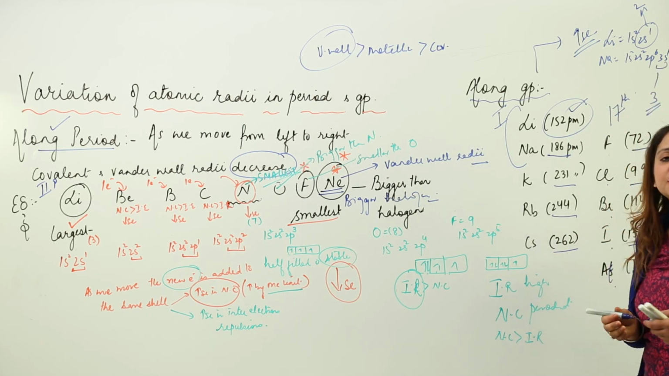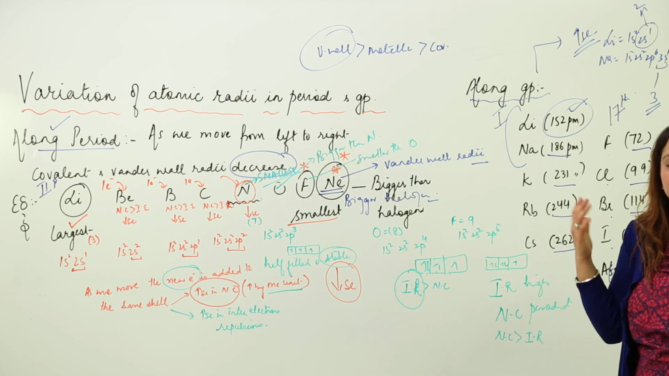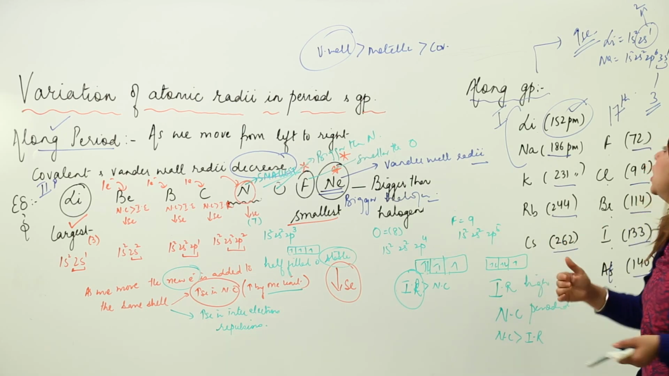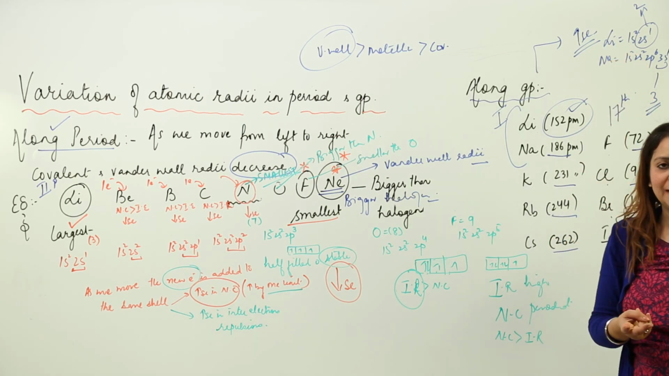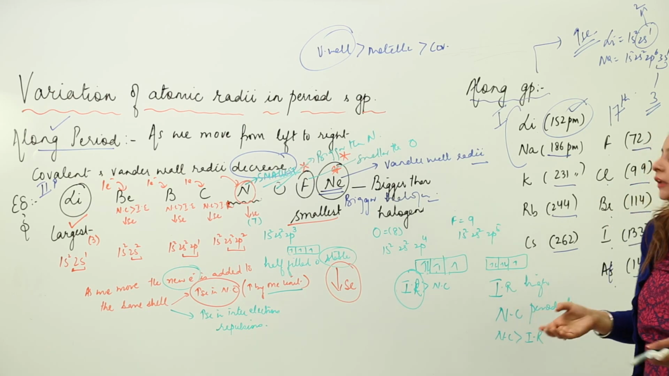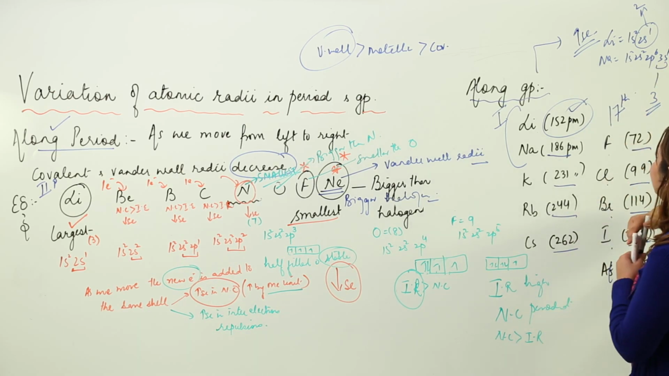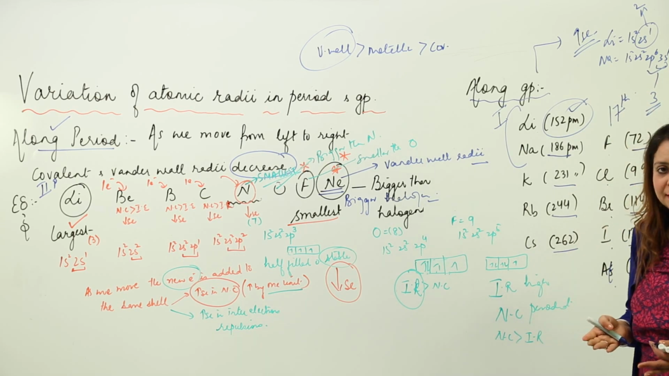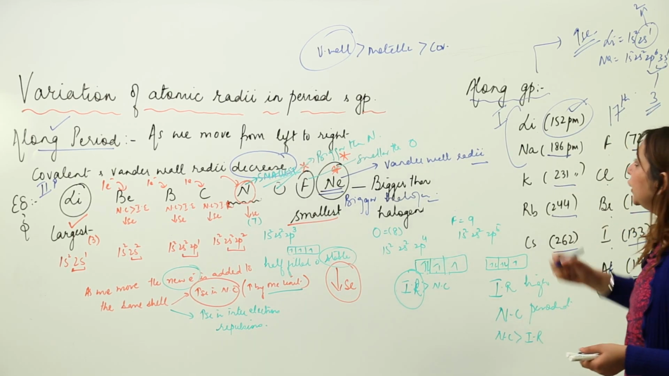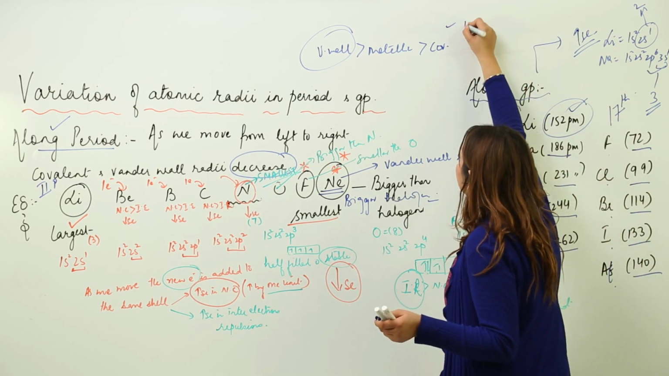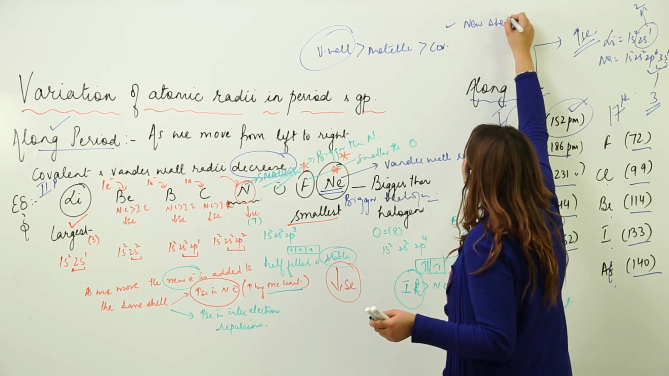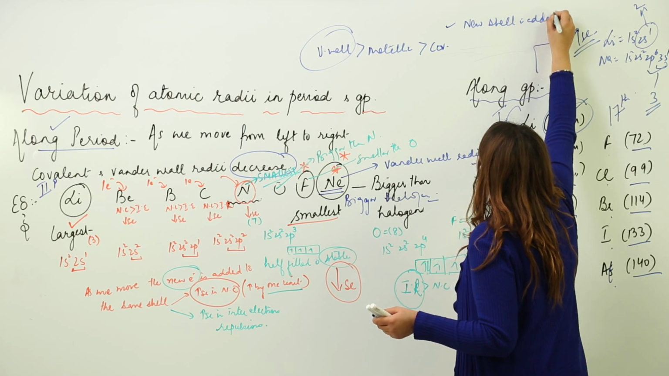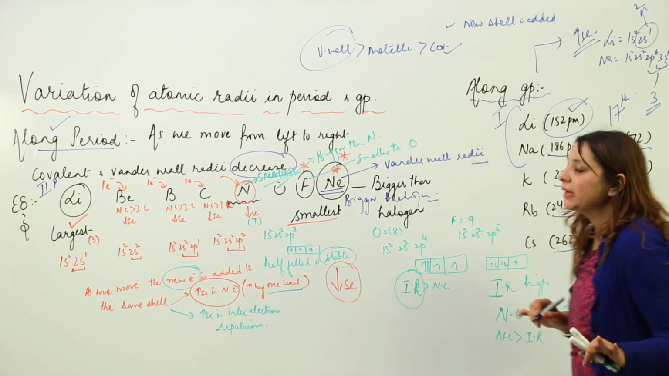So obviously the valence shell is more for sodium. Sodium has 3 valence shells and lithium has only 2, which means its valence shell is the second one. So obviously as we move down, the number of shells is increasing, that means every time a new shell is being added. So one of the reasons is that a new shell is added.